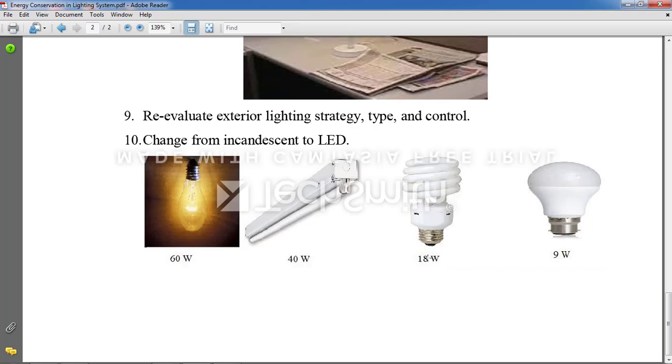And recently in every area, maybe domestic or industry, you will observe that people are using LEDs. The consumption of an LED is only 9 watt. So going from 18 watt to 9 watt, we have saved almost half of the power consumption, but here we have not compromised on anything. It is energy conservation, not saving. Right?